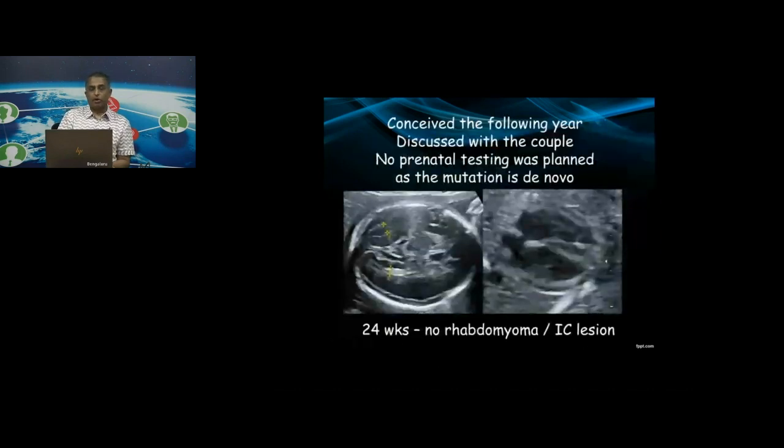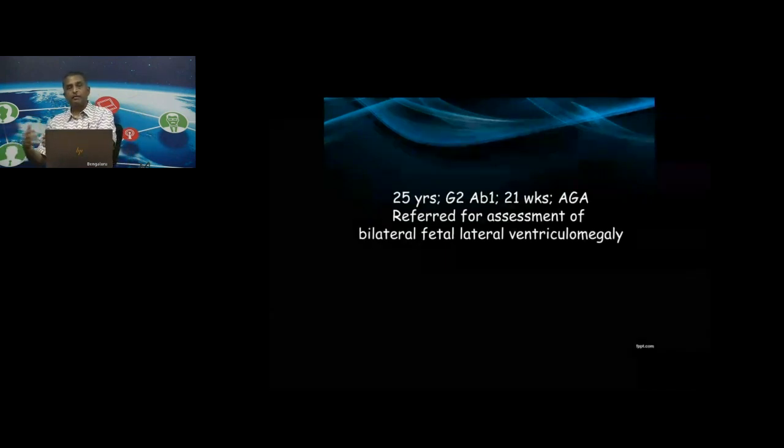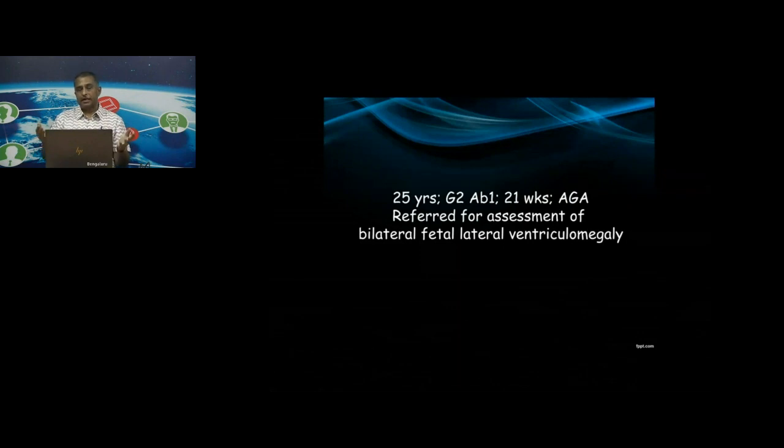So when they conceived the following year, we discussed this with the couple. They opted for no prenatal testing because there was nothing in terms of rhabdomyomata and nothing in terms of tubers. At 24 weeks, we gave a clearance imaging-wise, and this couple didn't opt for invasive diagnosis, and they went on to have a normal child. When we tell them that this is a de novo mutation, there is a very low chance of the same sporadic event occurring during gametogenesis or the post-zygotic phase. They backed out of it.